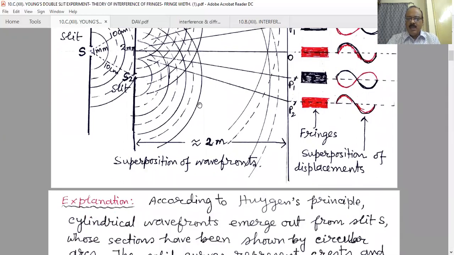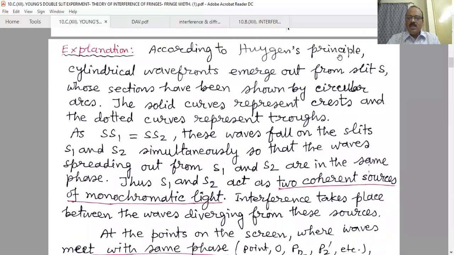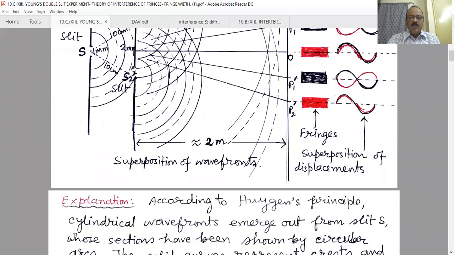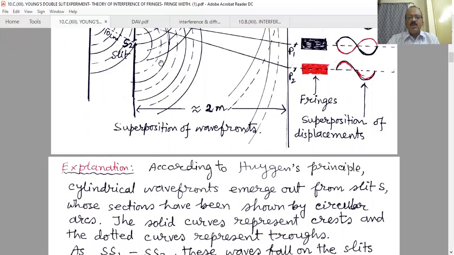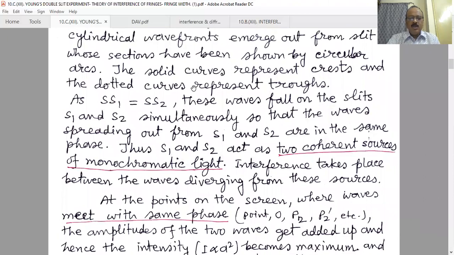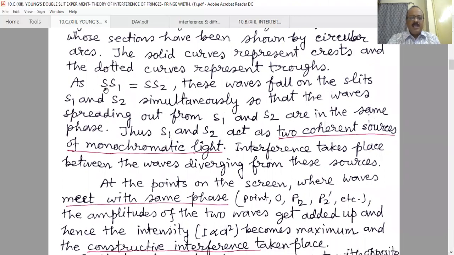Now, how did Young explain this phenomenon? According to Huygens' principle, cylindrical wavefronts emerge from the slit, whose cross sections are shown by the circular arcs. Actually, we are drawing circular arcs, but these are cross sections of cylindrical wavefronts. A wavefront is not a line or circle, it is a surface, and here all the surfaces are cylindrical. The solid curves represent crests, and the dotted curves represent troughs. These waves fall on the slits S1 and S2 simultaneously, so that the waves spreading out from S1 and S2 are in the same phase.